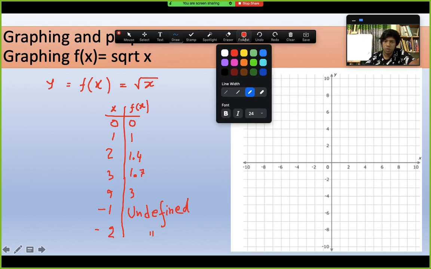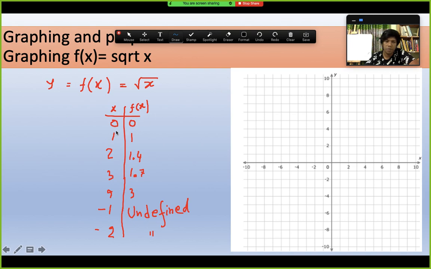So let's try to plot them now. First of all, when x equals 0, f(x) equals 0 also, so we have it here. Then for 1, it is also 1. In this graph, the point falls here. Then for 2, it is 1.4, so somewhere here. 1.7 is somewhere here. Then we skipped a couple of points, 4 and 6. Then for 9, the value is 3. 1, 2, 3. So the point is 3 here.